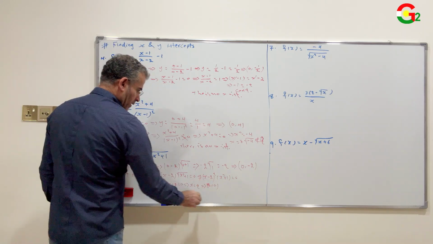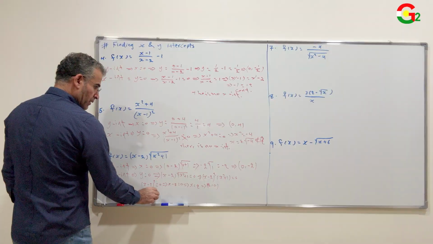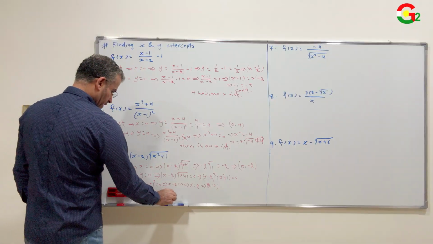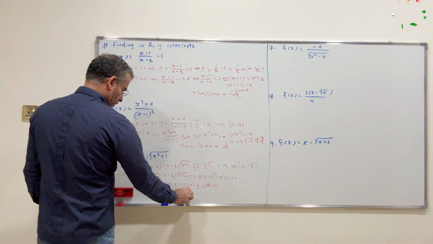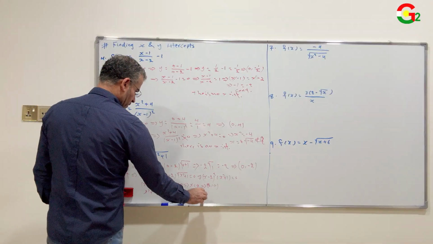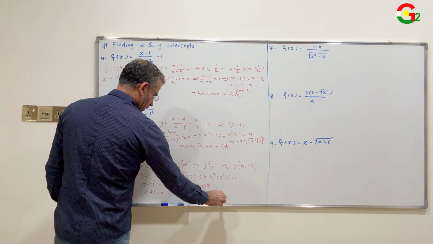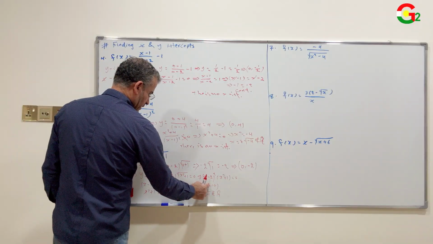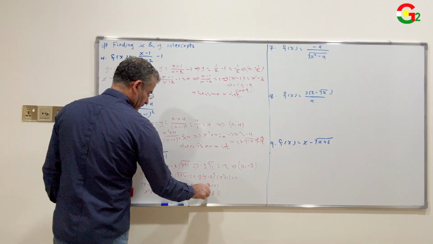Or x power 2 plus 1 equals 0, then x power 2 equals negative 1, then x equals plus or minus the square root of negative 1, which is not a real number. The only x-intercept point is (2, 0).